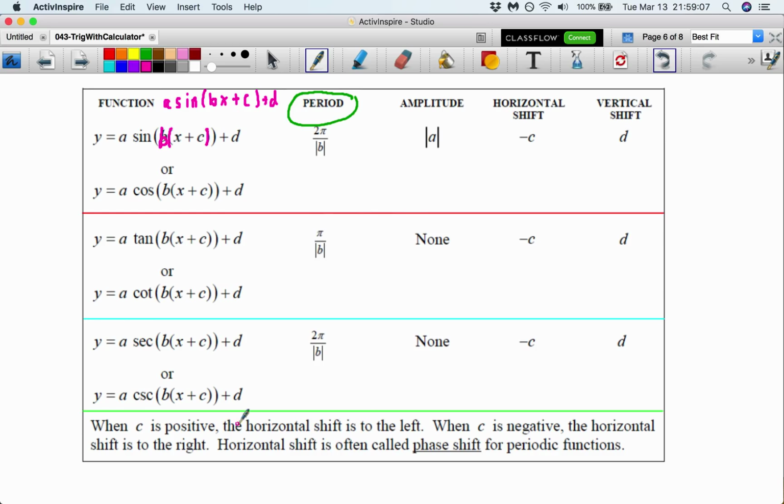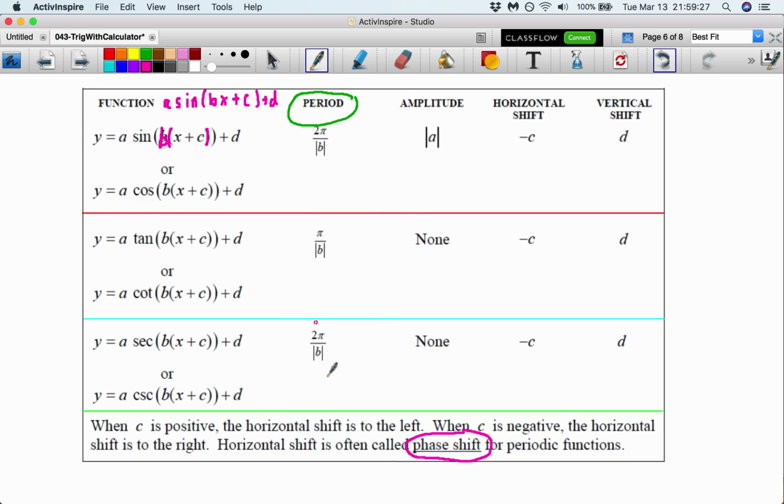So when c is positive, the horizontal shift is to the left. Same thing we've always done. If we're adding on the inside, it shifts left. When c is negative, the horizontal shift is to the right. The horizontal shift is often called the phase shift for periodic functions. Just some terminology you'll hear mentioned.